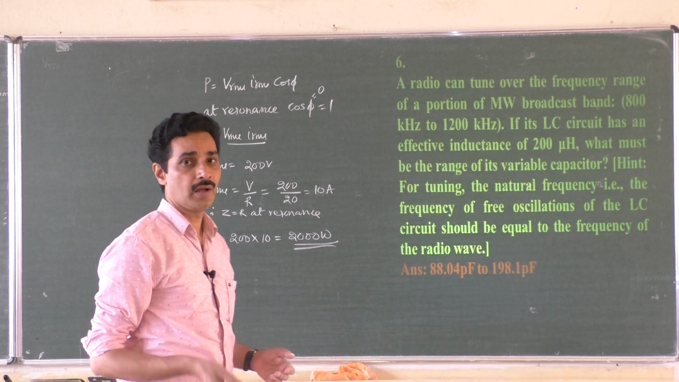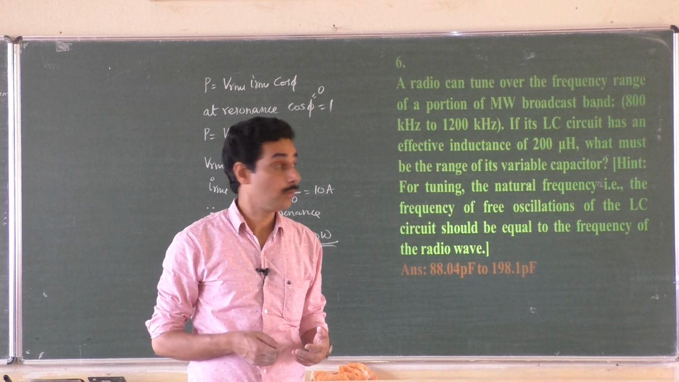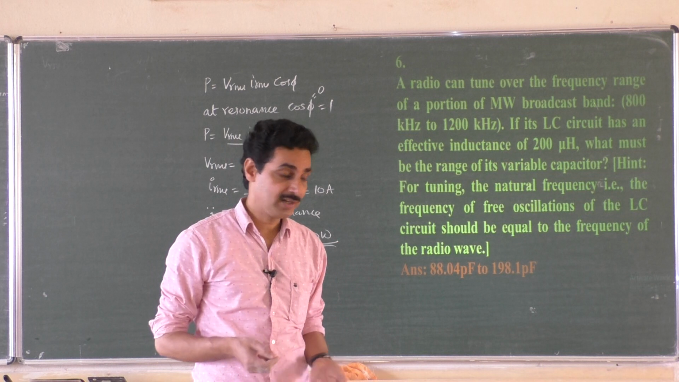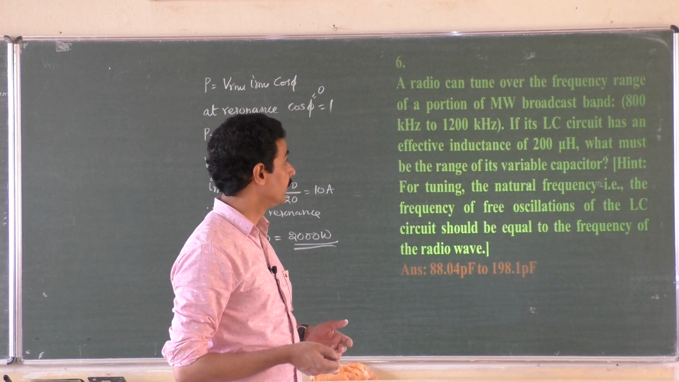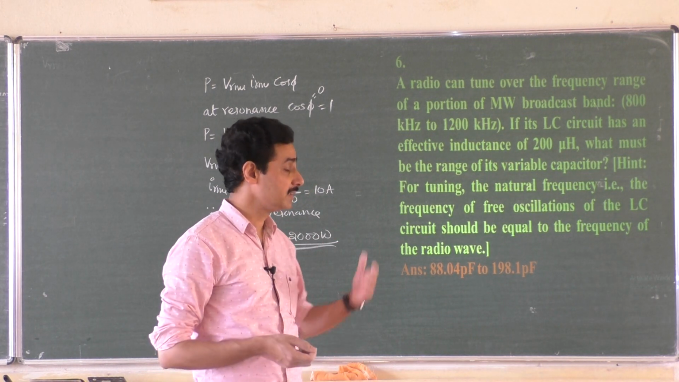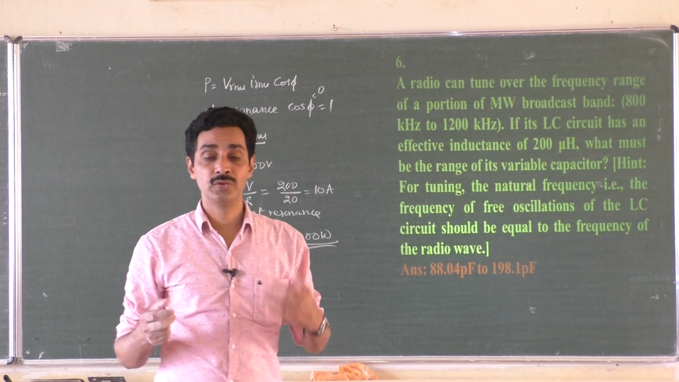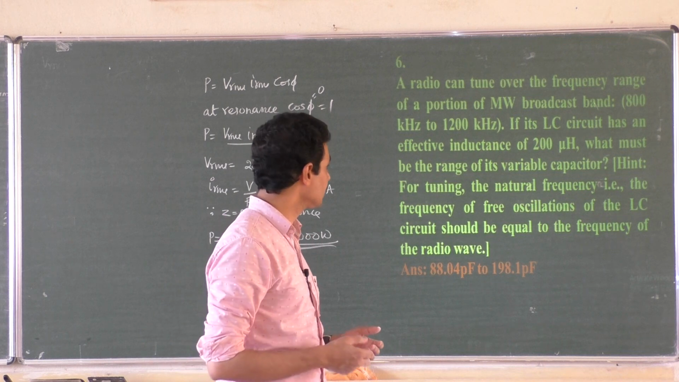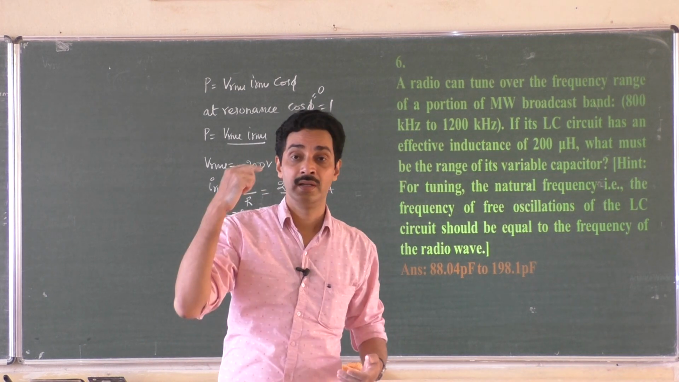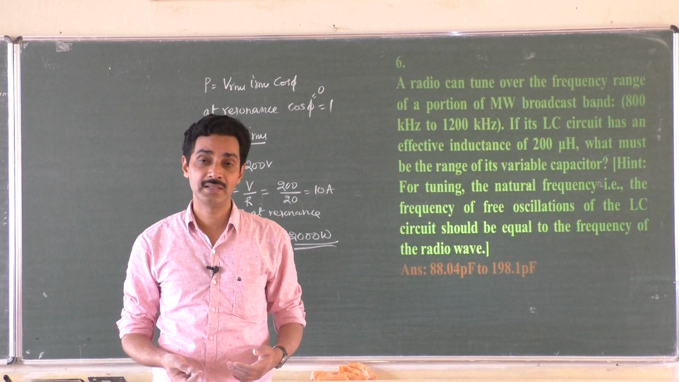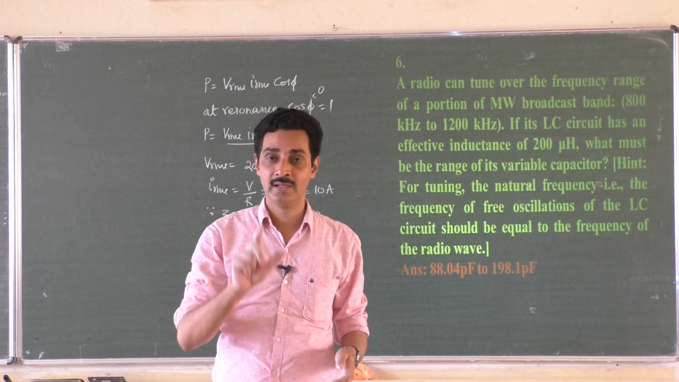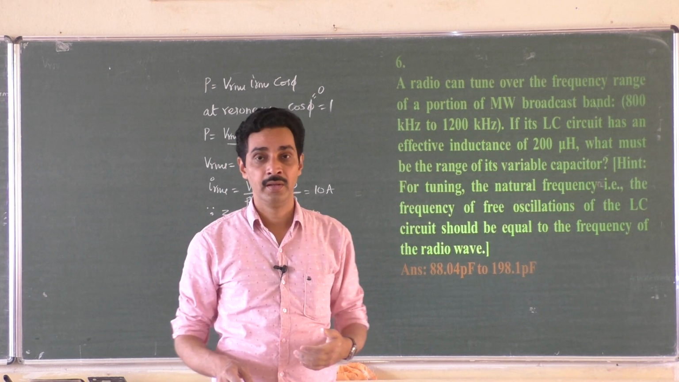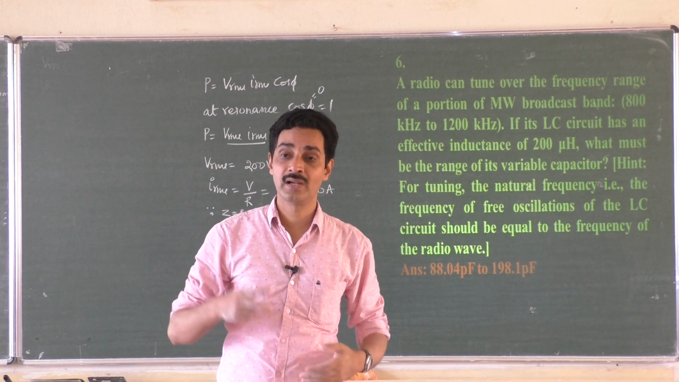You know, I have told how we tune a radio. This is not a radio station. Sorry, this is a radio which can tune over the frequency range. That means a radio should be able to receive one frequency at a time. If you want to receive 800 kilohertz, you must tune it. If you want to receive 1200 kilohertz, it must receive. You have to change it as per your requirement, right?